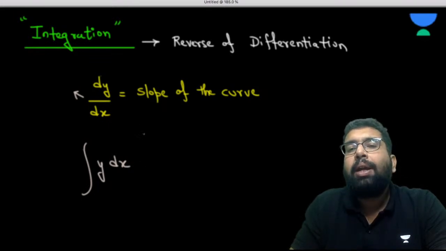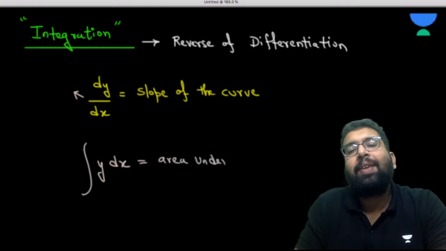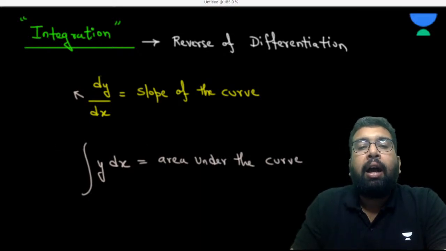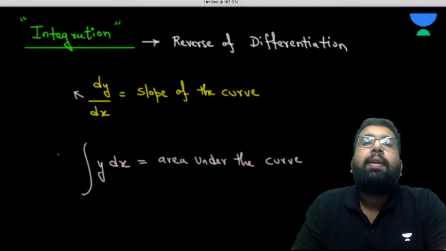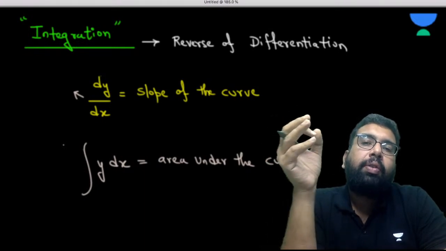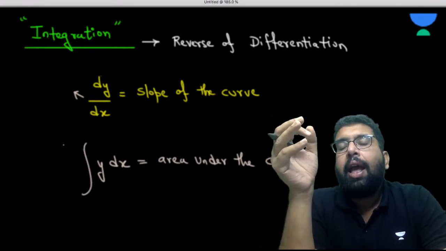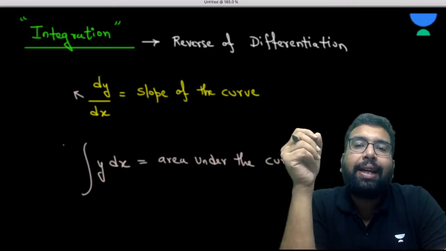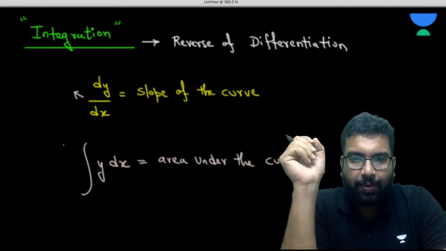Now this dy by dx gives you the slope of the curve. So what does integration y dx give you? It gives you the area under the curve. Are you getting my point, sir? Basically, when you differentiate some variable with respect to another, it gives the slope of the curve in that diagram in y and x. And if you integrate y with respect to x, this gives you the area under the curve. I hope it is fine to everyone, right?